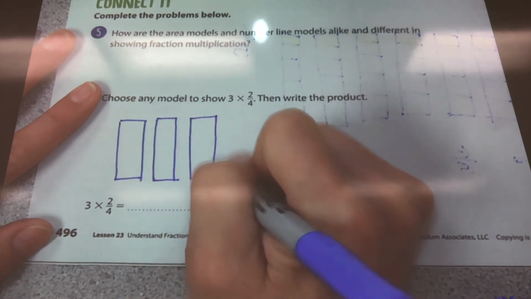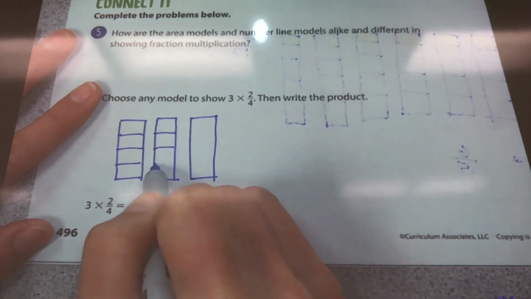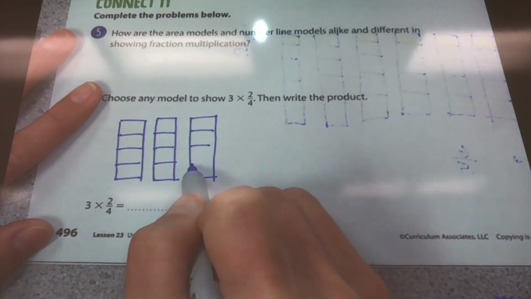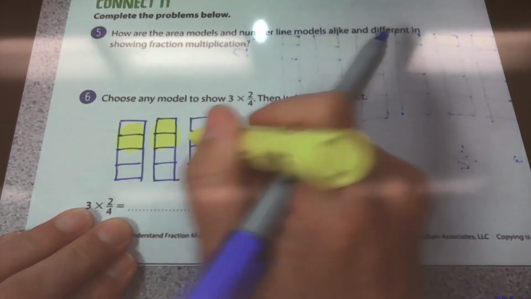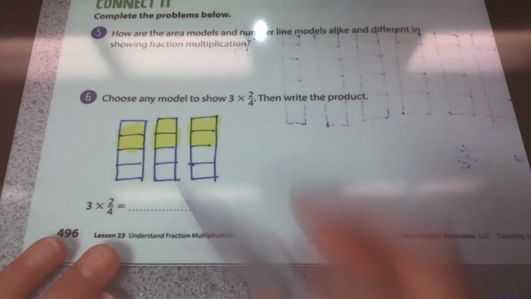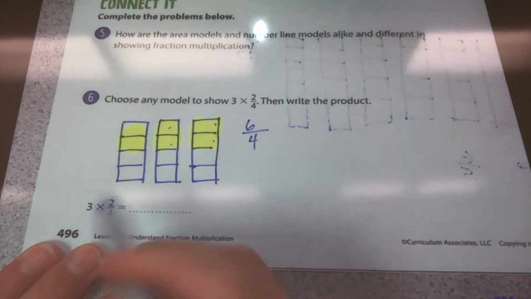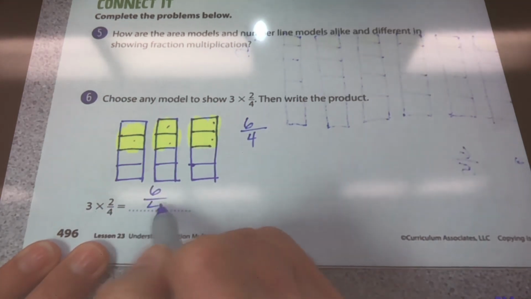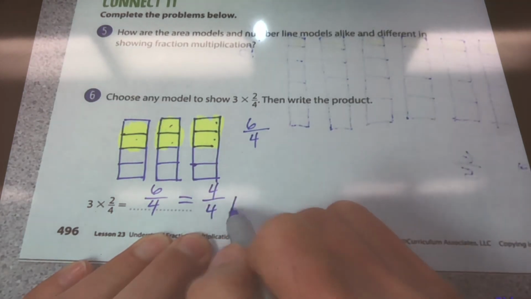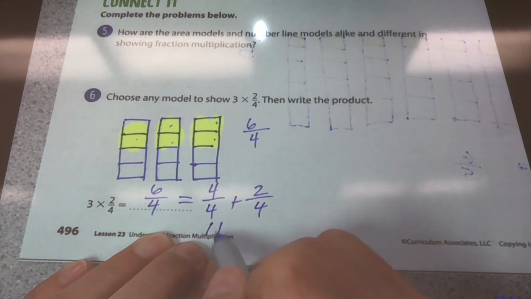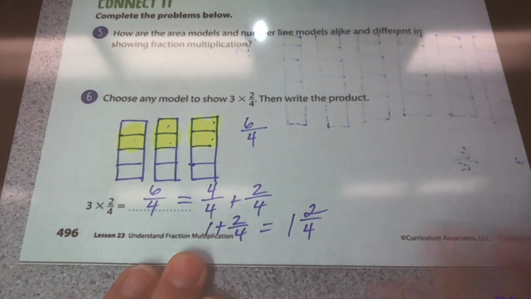Again, for area model, we're just going to have 3 groups. We're going to separate those groups into 4s because that's what our denominator tells us to do. And I'm going to shade in my 2/4. And I can see easily my answer is going to be 1, 2, 3, 4, 5, 6/4 because that's what I have shaded here. And then I confirm 3 times 2 is 6. And then I'm going to decompose that: 4 over 4 plus 2 over 4. And that would be 1 plus 2 over 4 to get me a decomposed mixed number of 1 and 2/4.